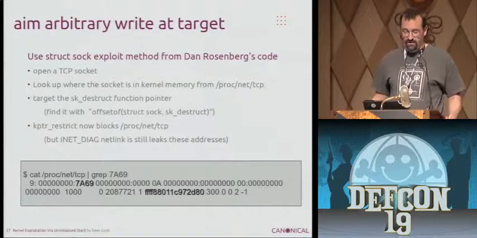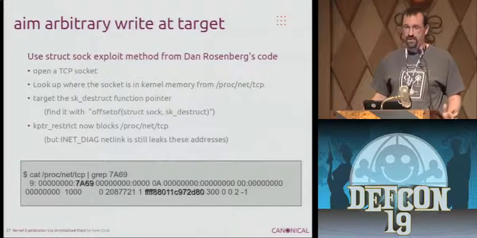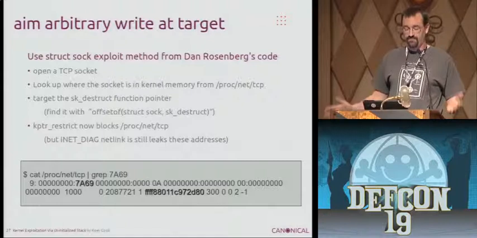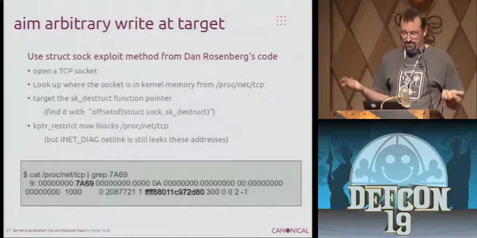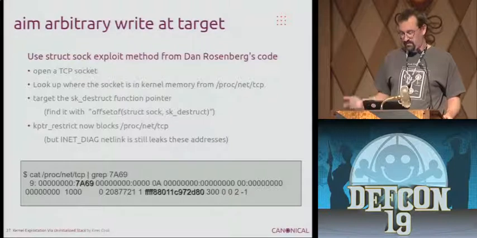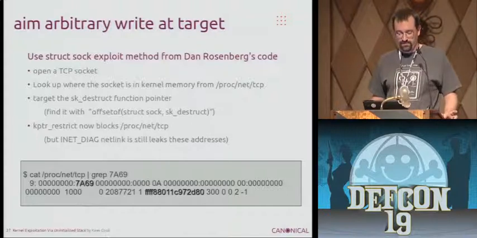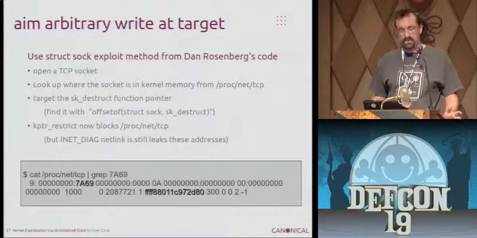I used the sock struct exploit from Dan Rosenberg's code recently, and you basically open up a socket and it shows up in procnet TCP. In bold is the port that I'm listening on in hex, and the other bold value is the actual kernel location of the socket that you need to target. So you just ask the kernel nicely for what you want to overflow, or overwrite rather. In modern versions of the kernel, kpointer restrict now blocks procnet TCP, but you can still get the same information out of a netlink thing that is still open. So you just have to modify your code a little bit.